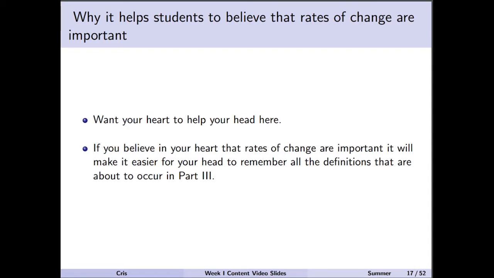In part 3, we're going to have to go over a lot of definitions, and your head is going to have to remember a lot of definitions. So we want your heart to help your head here. Your brain has self-defense mechanisms, and if you really don't believe something is important in your heart, it is very difficult to remember definitions and things like that. Now, you can't really tell your heart what to believe, but you can try to help your heart by going back over the motivation we've just talked about, the chambered nautilus and the Galileo experiment. And it will be easier for you if you really do think that these things are important.